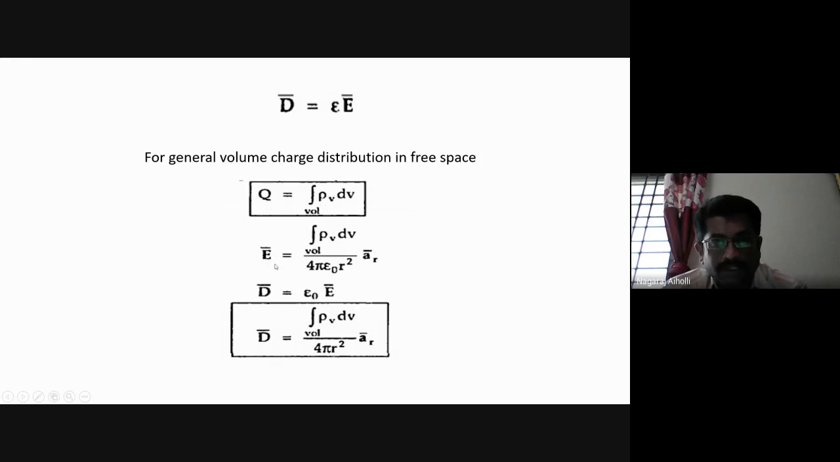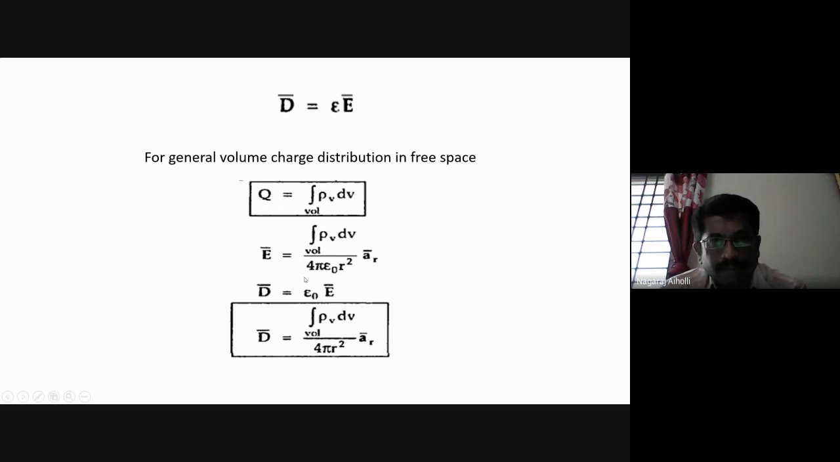Then what is the formula for E bar? E bar is nothing but Q divided by 4 pi epsilon naught R square AR bar. Am I right? But what is Q? Substitute that. Q in the numerator is the volume integral of rho V dV, divided by 4 pi epsilon naught R square AR bar. We also know that D bar is equal to epsilon naught E bar. Just now we derived that. We are finding this for free space volume charge distribution. Therefore, epsilon R will be 1. Hence, the formula is D bar is equal to epsilon naught into E bar.